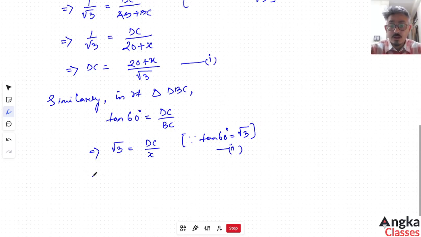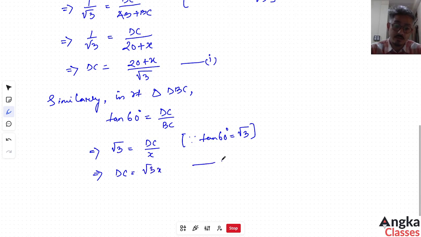Okay, now see this. The next, equation 2: DC is equal to root 3x. Okay, so this will be equation 2.